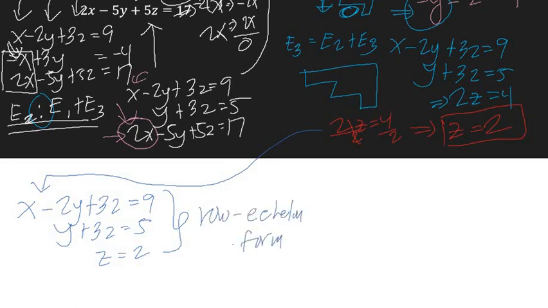And now we can solve this by back substitution. So, solve the system in row echelon form on your own, and we're going to reveal the answer in the next video.